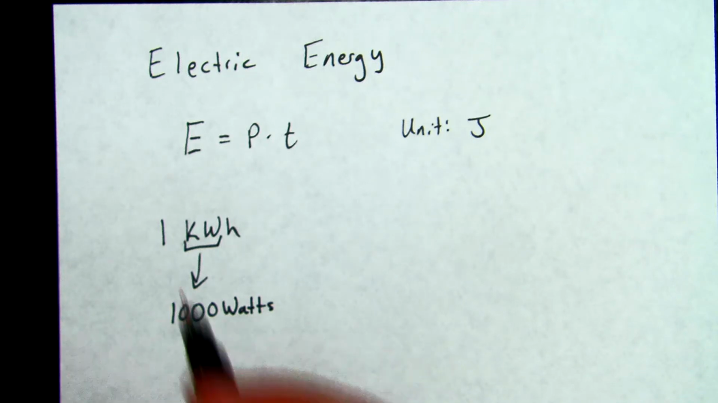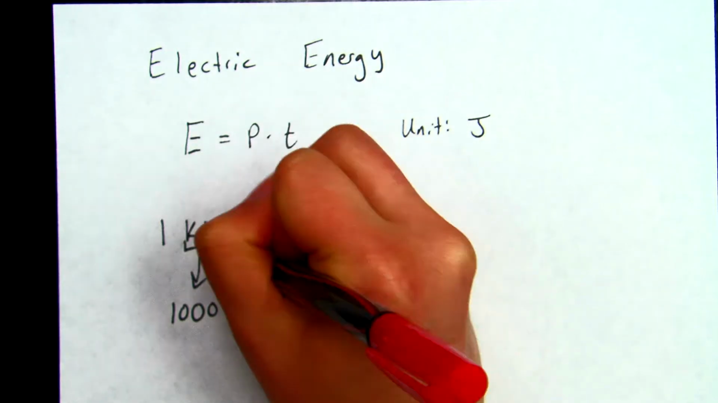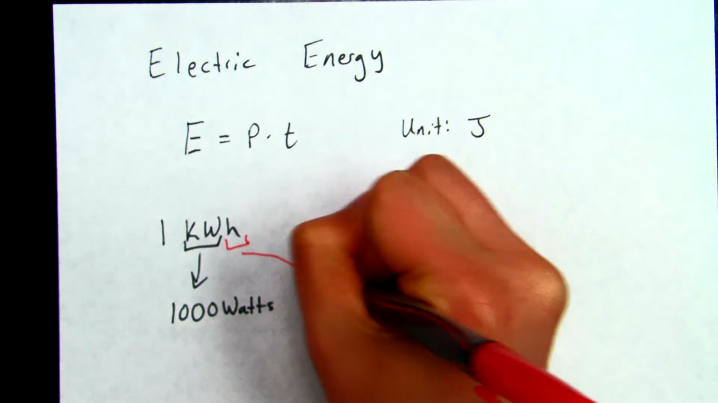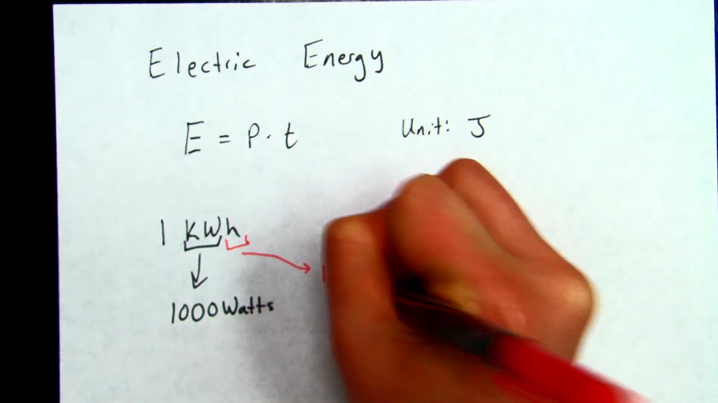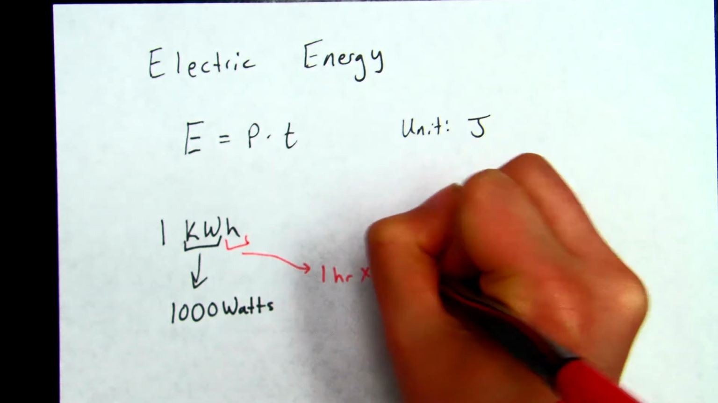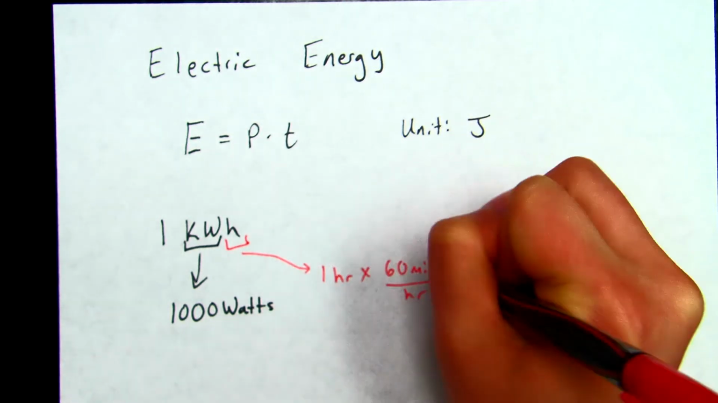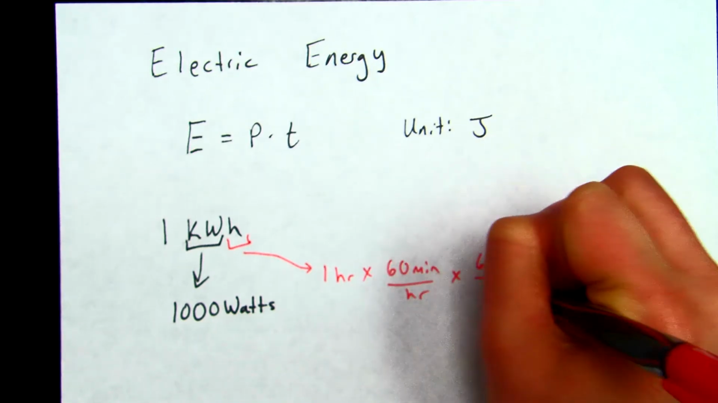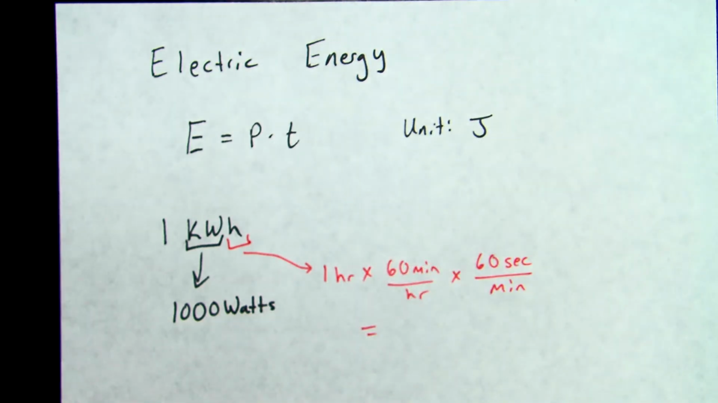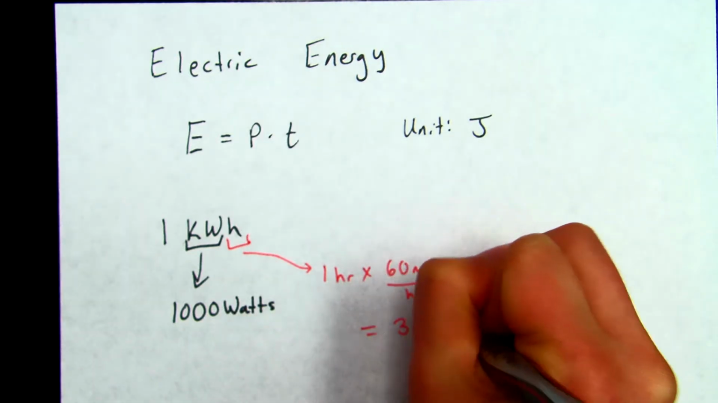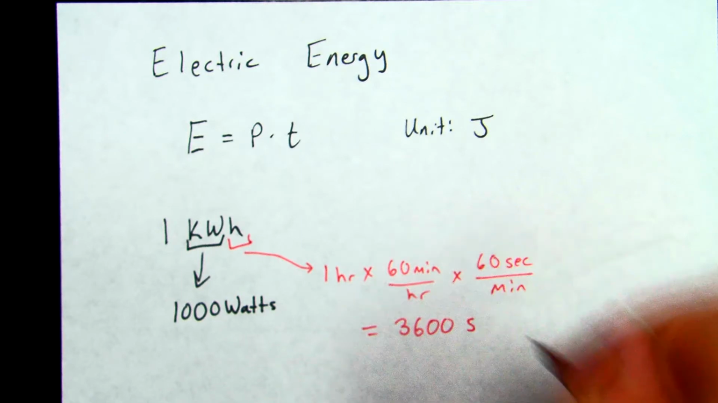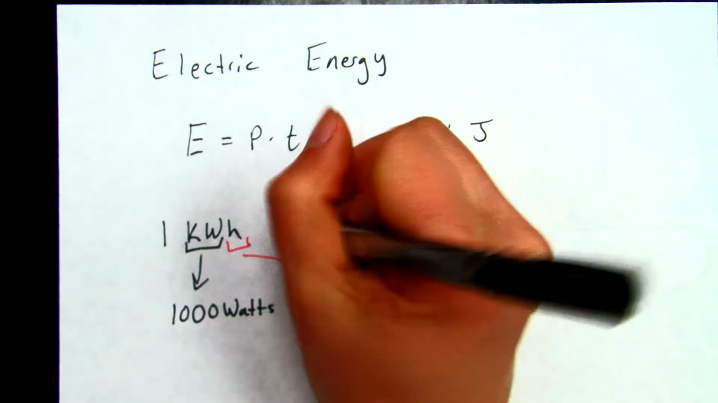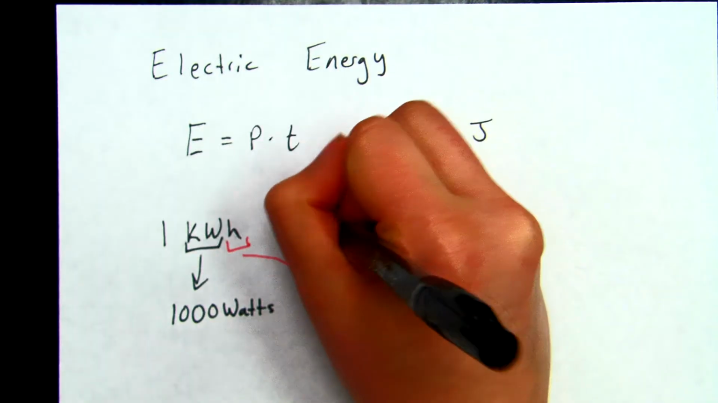And then we can look at our time. So this is 1 hour. Our standard unit is seconds. So if I have 1 hour, and I multiply that by 60 minutes per hour, and then multiply that by 60 seconds per minute, then I can say that an hour is 3,600 seconds.